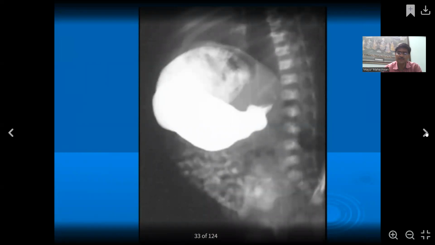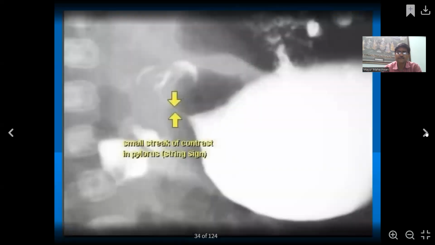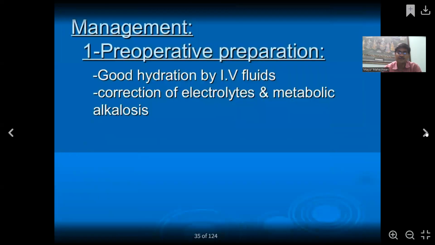This is another view of the same barium. See, this is known as the string sign. There is a very thin stream of barium which is getting passed through the pyloric canal. So this is pathognomonic of pyloric stenosis.